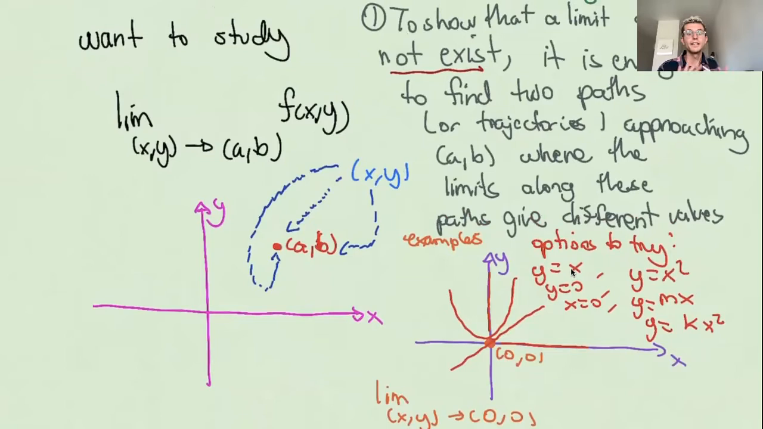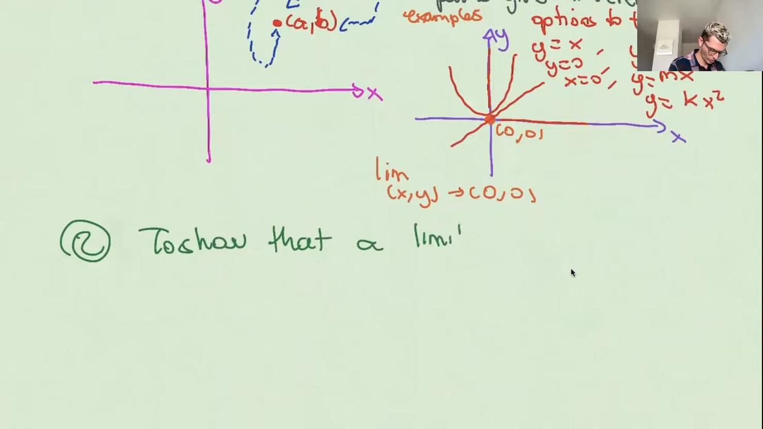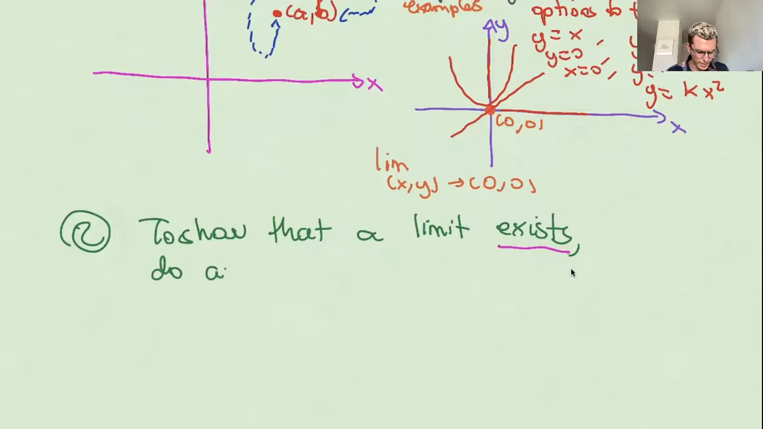This is what you want to do if you want to show that a limit does not exist, okay? That will typically be the only strategy we have. And if you want to show that a limit exists, basically the almost only option available to us is something similar to the squeeze theorem that we mentioned last time. So you do an argument like the squeeze theorem.